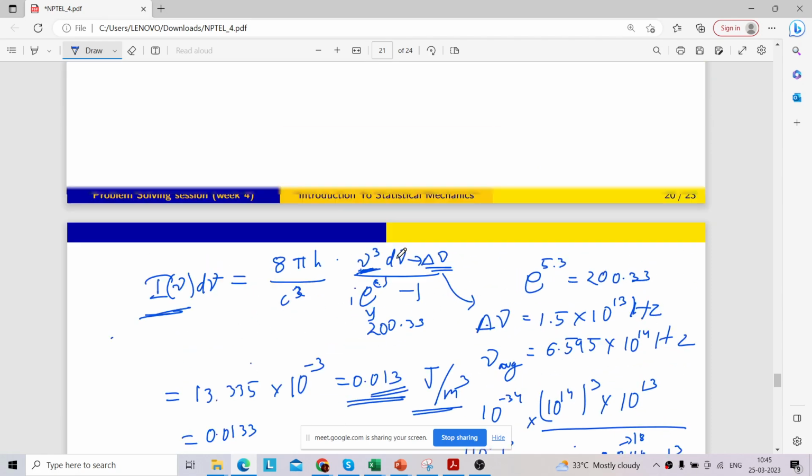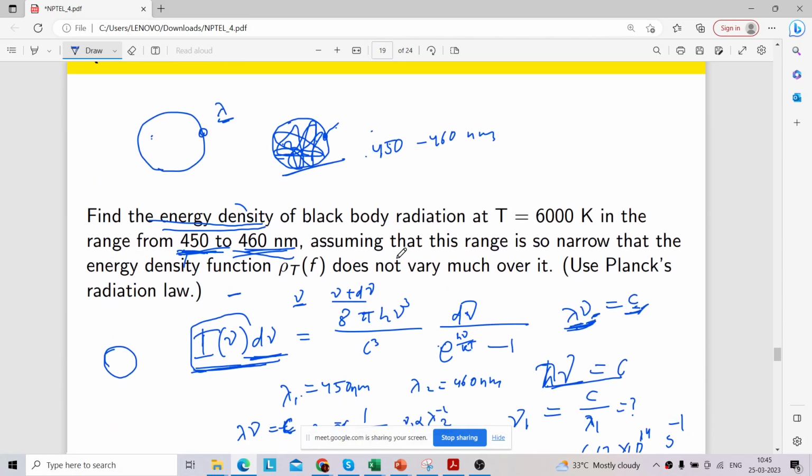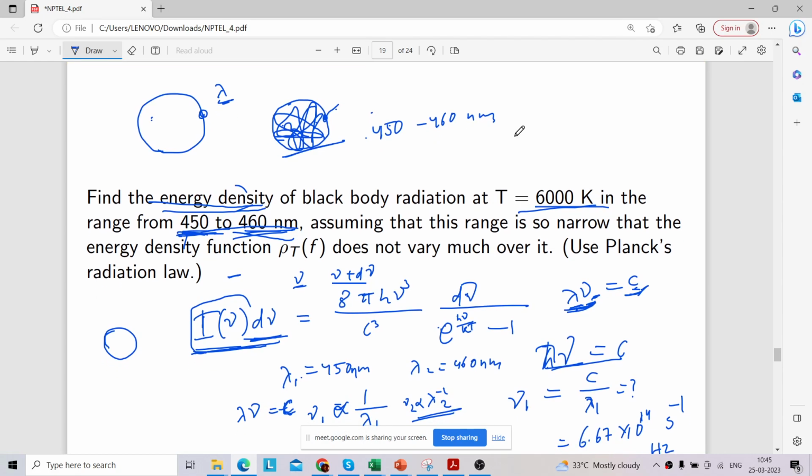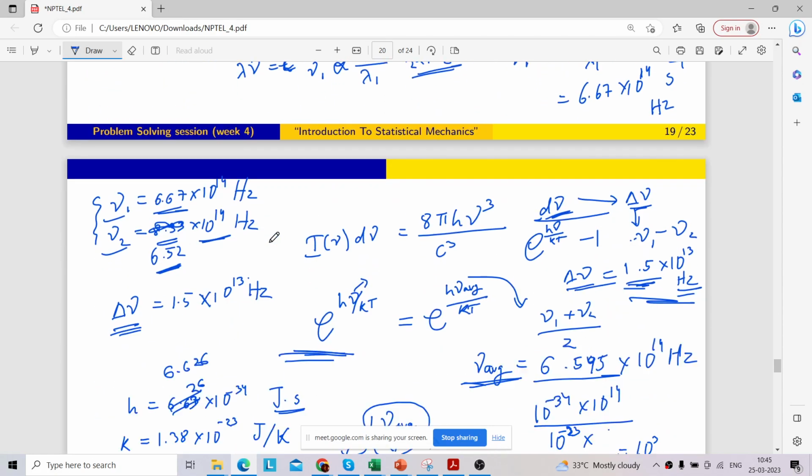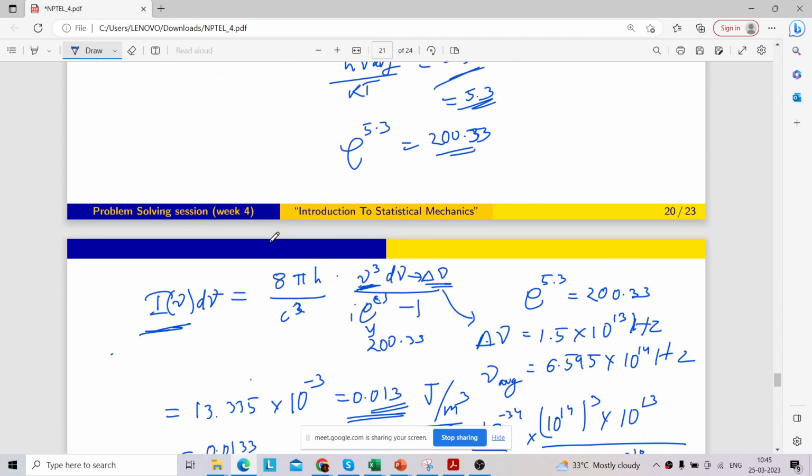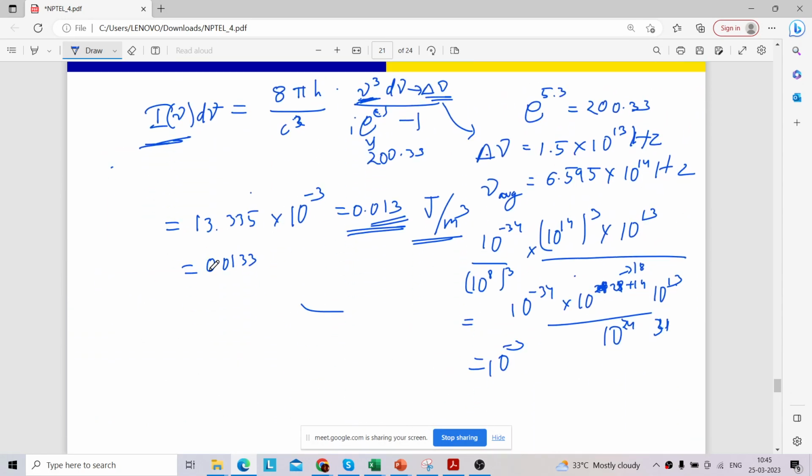So what was the question? We were told to find the energy density of a black body with temperature T equal to 6000 Kelvin in the range 450 to 460 nanometer. So at this temperature and in this wavelength range, we are getting this density to be around 0.0133. Right. So everything clear, right?